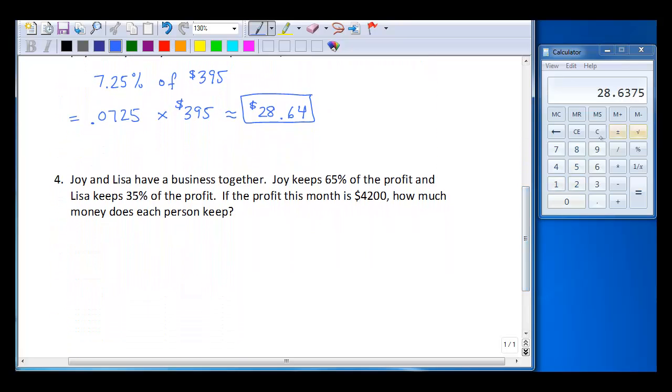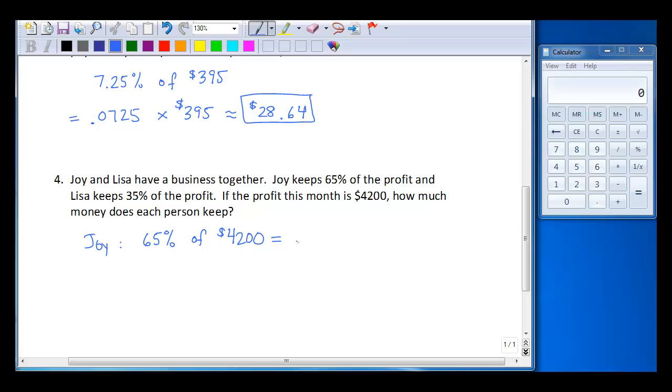All right, the last application here. Joy and Lisa have a business together. Joy keeps 65% of the profit, and Lisa keeps 35% of the profit. If the profit this month is $4,200, how much money does each person keep? Well, let's first do Joy. Joy gets 65% of the profit, so that's 65% of the $4,200.